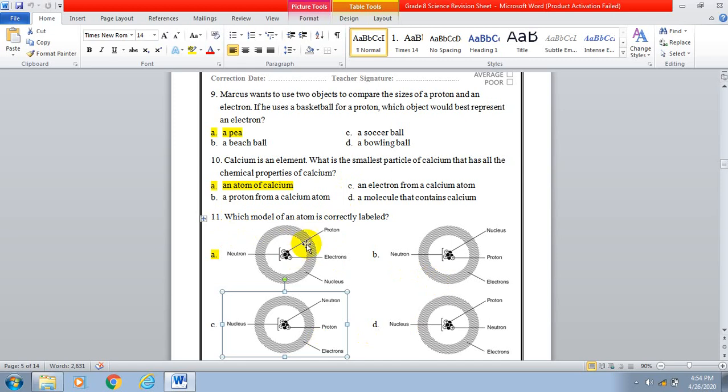Now, for this model, these are the four models given to us. Which model of an atom is correctly labeled? Protons, electrons, nucleus. Neutrons, nucleus, protons, electrons. Nucleus, protons, neutrons, and this option is wrong.